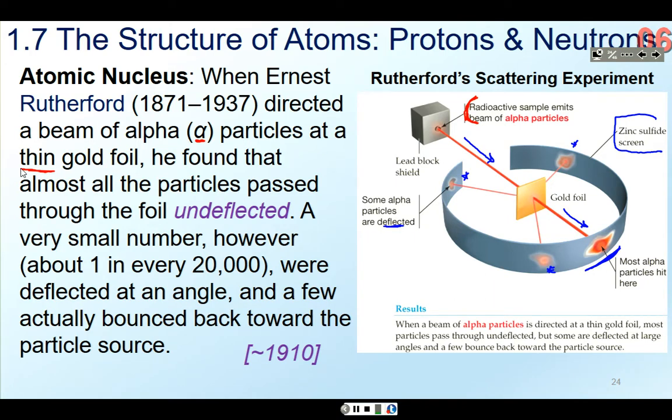And that was highly unexpected because they sort of figured that the alpha particles would just bounce right off the solid gold. It's metal after all, right? Well, a very small number of the particles, about 1 in 20,000, were deflected at an angle and actually bounced back towards the particle source. So some of these went kind of towards the source, some of them went in funny directions. This experiment was done around 1910. And this scattering experiment provided some great insights to the nature of the atom.